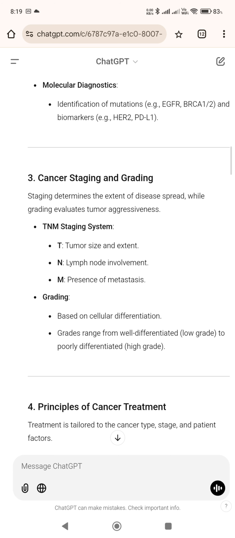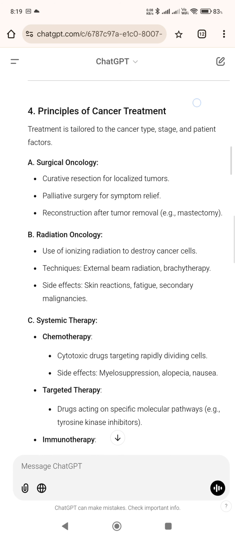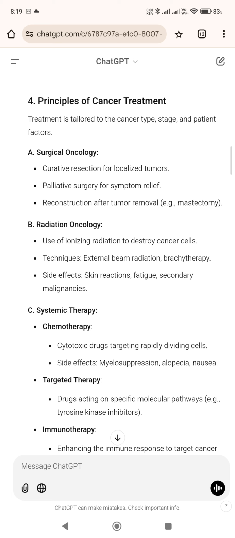4. Principles of cancer treatment. Treatment is tailored to the cancer type, stage, and patient factors. A. Surgical oncology, curative resection for localized tumors. Palliative surgery for symptom relief. Reconstruction after tumor removal, e.g. mastectomy. B. Radiation oncology, use of ionizing radiation to destroy cancer cells. Techniques: external beam radiation, brachytherapy. Side effects: skin reactions, fatigue, secondary malignancies.